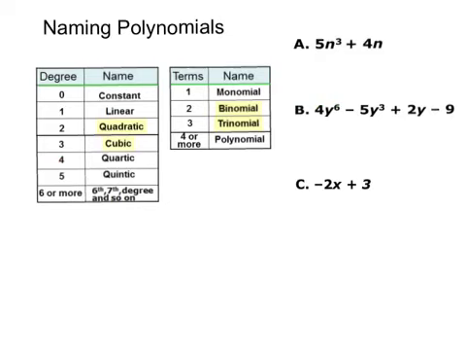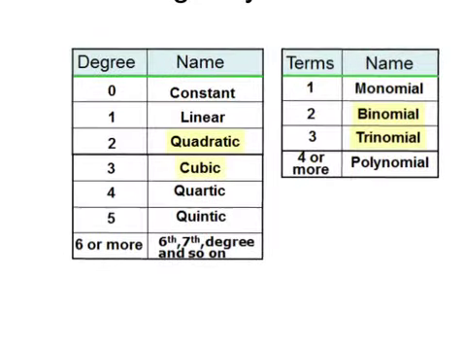And finally, what we can do is name these polynomials. Instead of just saying everything is a polynomial, with most everything we have some kind of representation or characteristic or a name that we call each one of these. So if we look at this table for a second, what we have is different degrees and different numbers of terms.